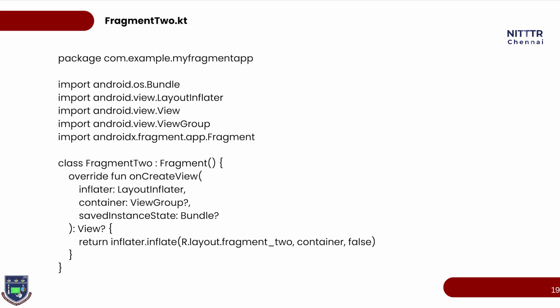Okay, then part 3, what do we have to do? Here is the code for fragment2.kt. Similarly, in fragment2, we again extend the fragment class and override the onCreateView method. This time we inflate R.layout.fragment2, which means this fragment will load the layout defined in fragment2.xml. So now we have two fragment classes, each connected to its respective layout file.